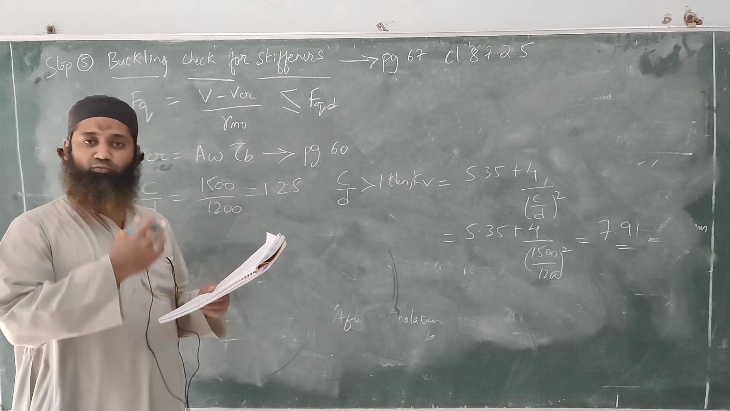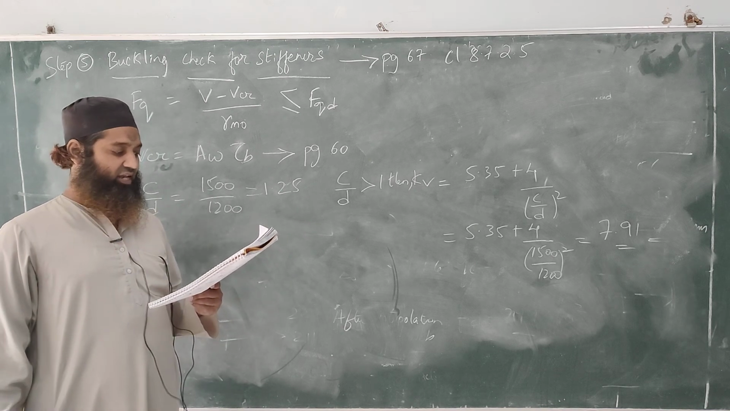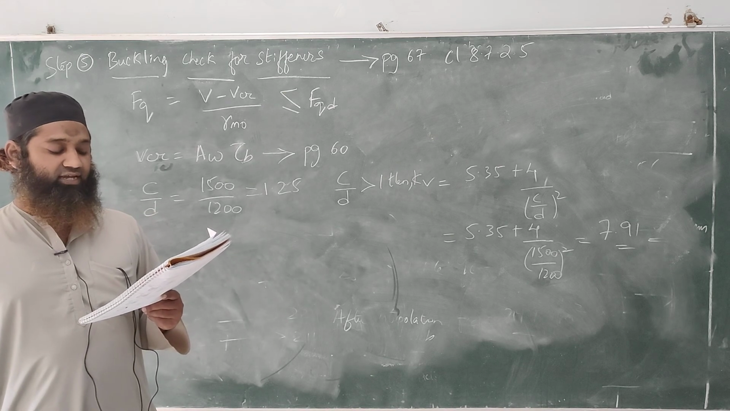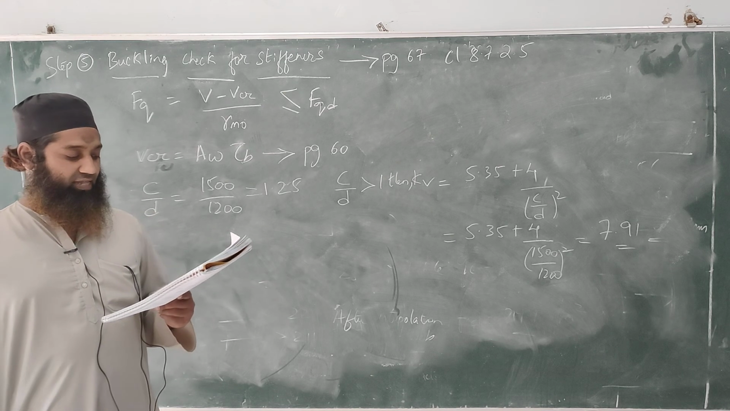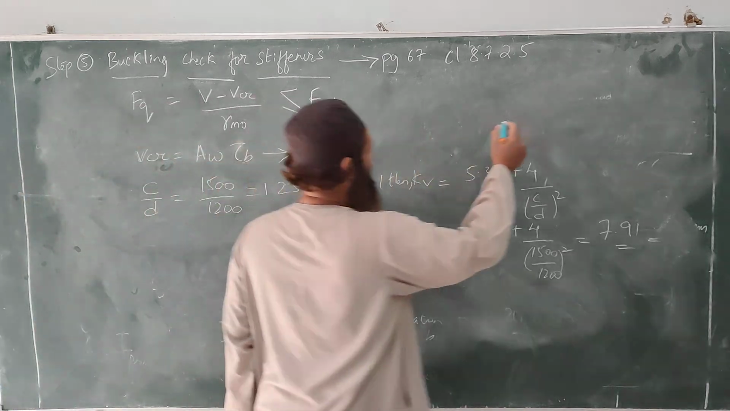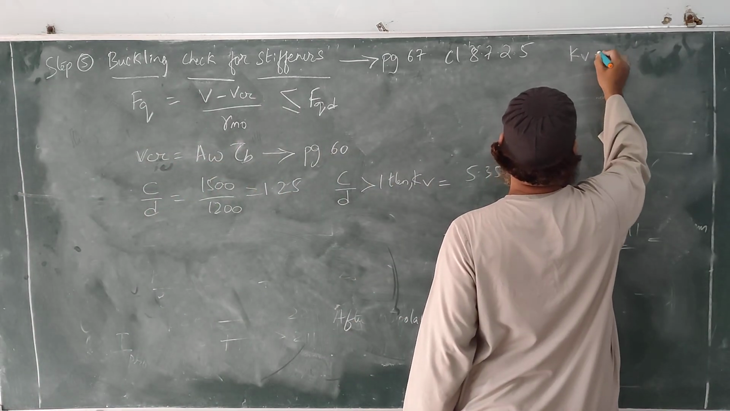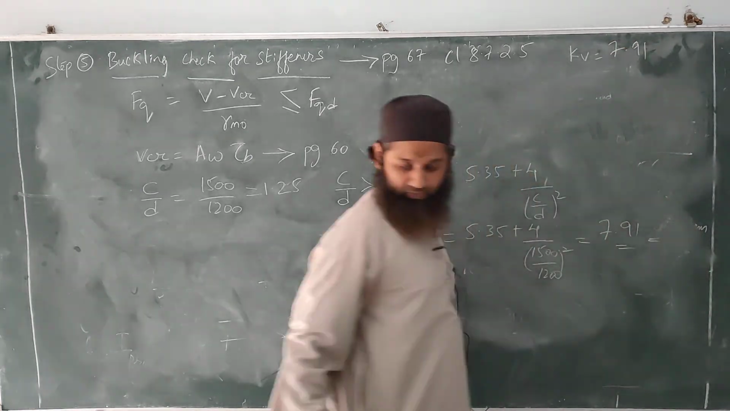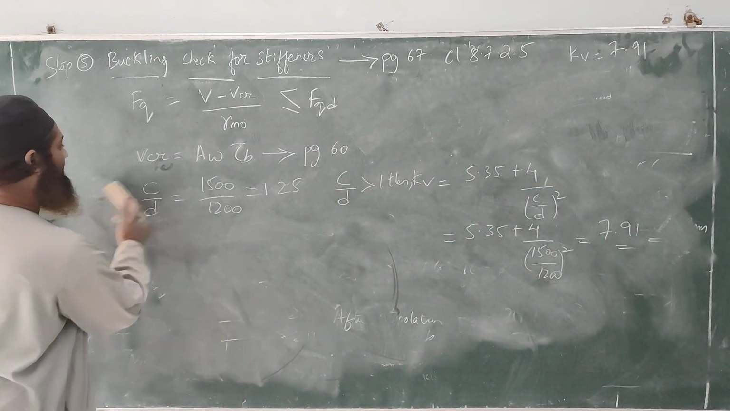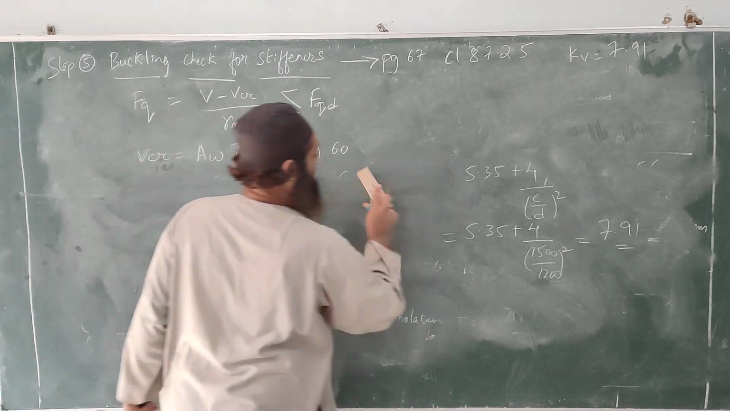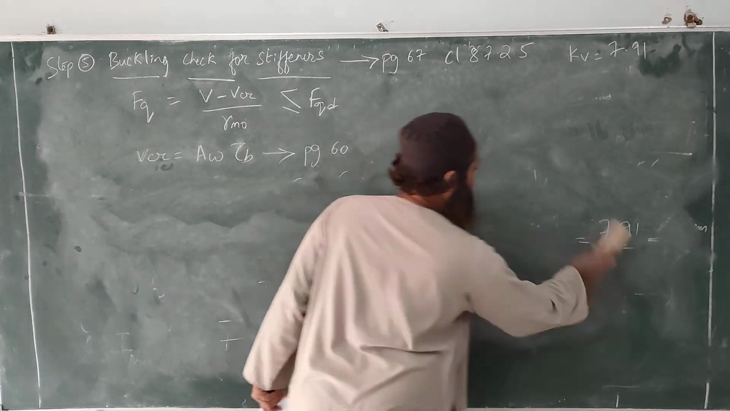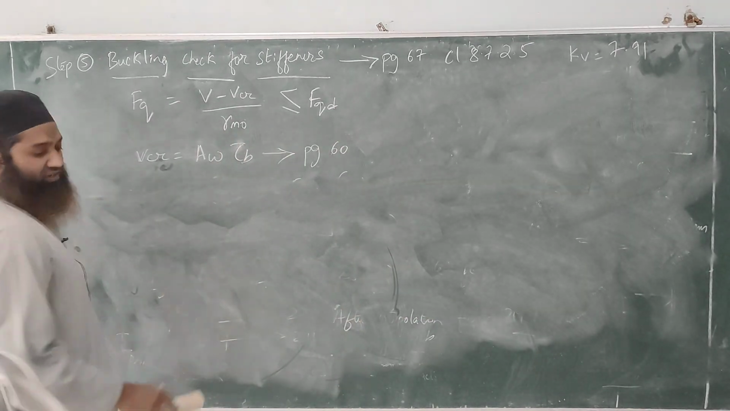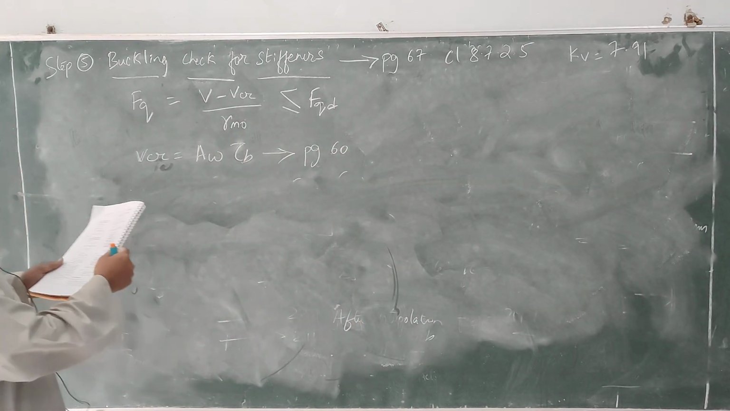Now, if you move further, what the clause says is that we'll have to find out the value of tau CRE, the elastic critical shear stress of the web. I'll just write this value of kV somewhere here. I'll store it here. kV is equal to 7.91. We'll just have to continue calculation of these values one after the other. The sequence has been given here.